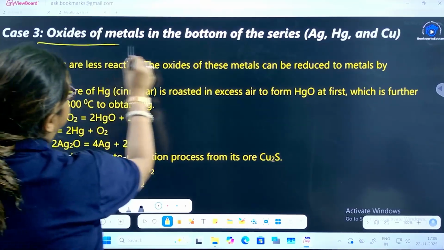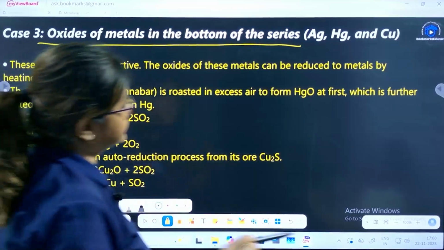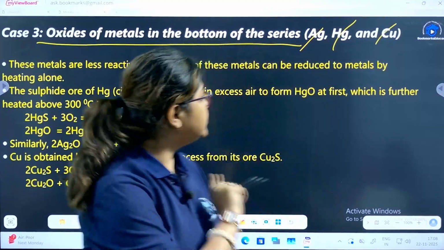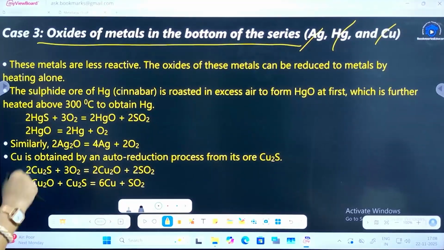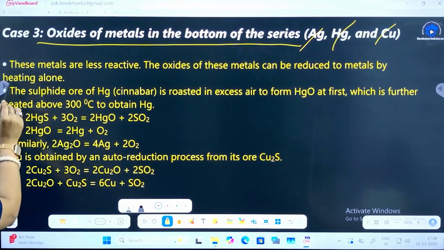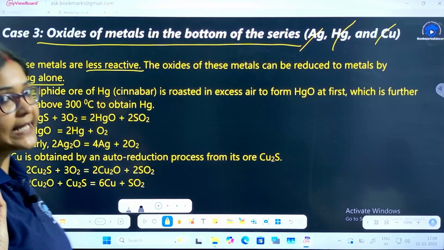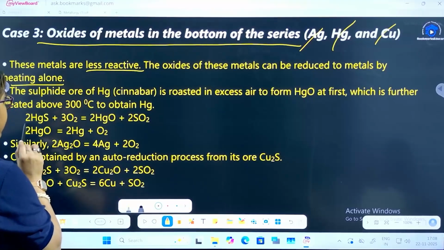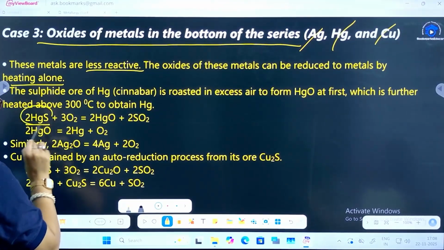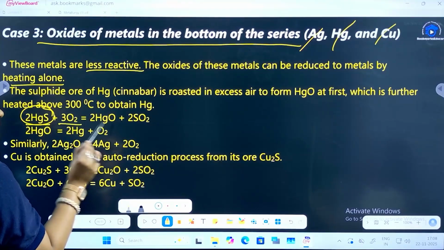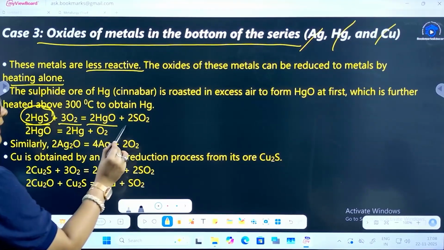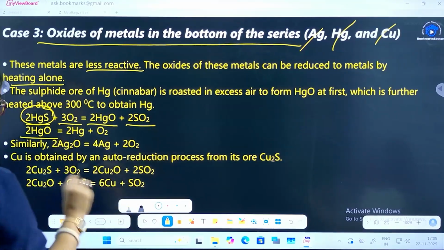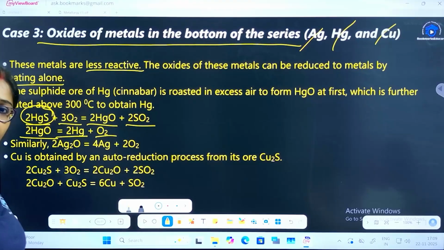Next is case 3. What happens to the oxides of metals at the bottom of the series, metals like silver, mercury and copper? These metals are not at all reactive. They are reduced to the metals by only heating. Just by heating their oxides, you can generate the respective metal. For mercury, starting with mercury sulfide, which is cinnabar, treating with oxygen you get mercury oxide and sulfur dioxide. This mercury oxide, when you heat it to a high temperature, will generate mercury metal and oxygen.